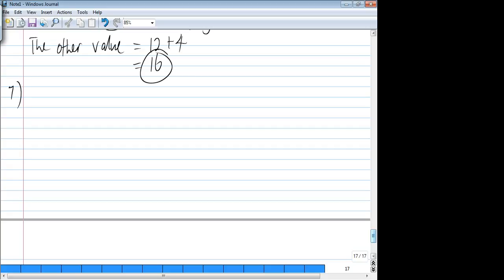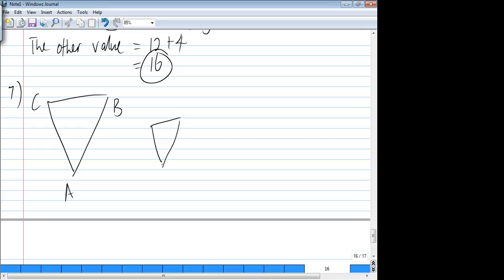Triangle ABC is similar to triangle APQ. So first we draw out triangle ABC. Okay? So ABC looks like this: A, B, and C. It is similar to triangle APQ. APQ is smaller, so I'm going to draw it in the same orientation, and I label it correspondingly A, P, Q. Similar triangles, ABC, APQ. Okay, you must draw them like this. Cannot draw them any other way.